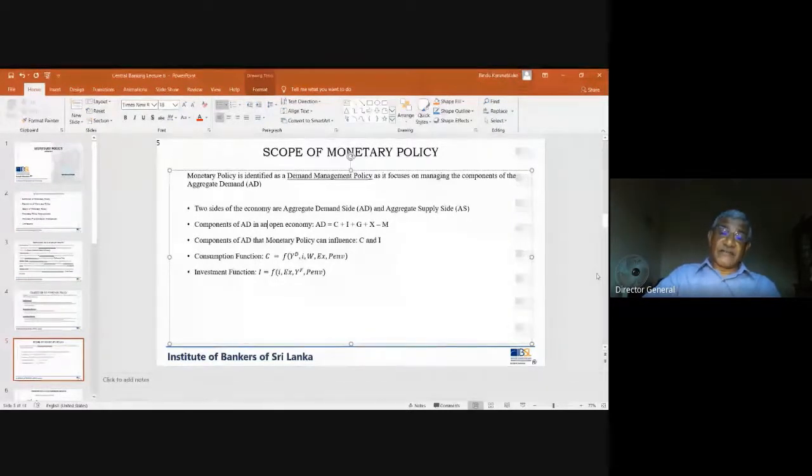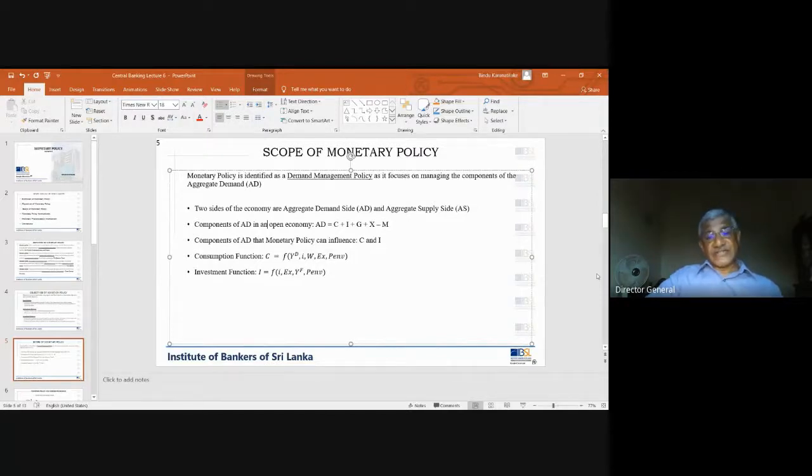It is asking, because when you say demand management policies, aggregate demand side has 5 components. Can the central bank influence all these? The clear answer is no. There are only some components that the central bank can influence. Those 2 components are mainly the consumption expenditure by households and investment expenditure by firms. That's the answer, right?